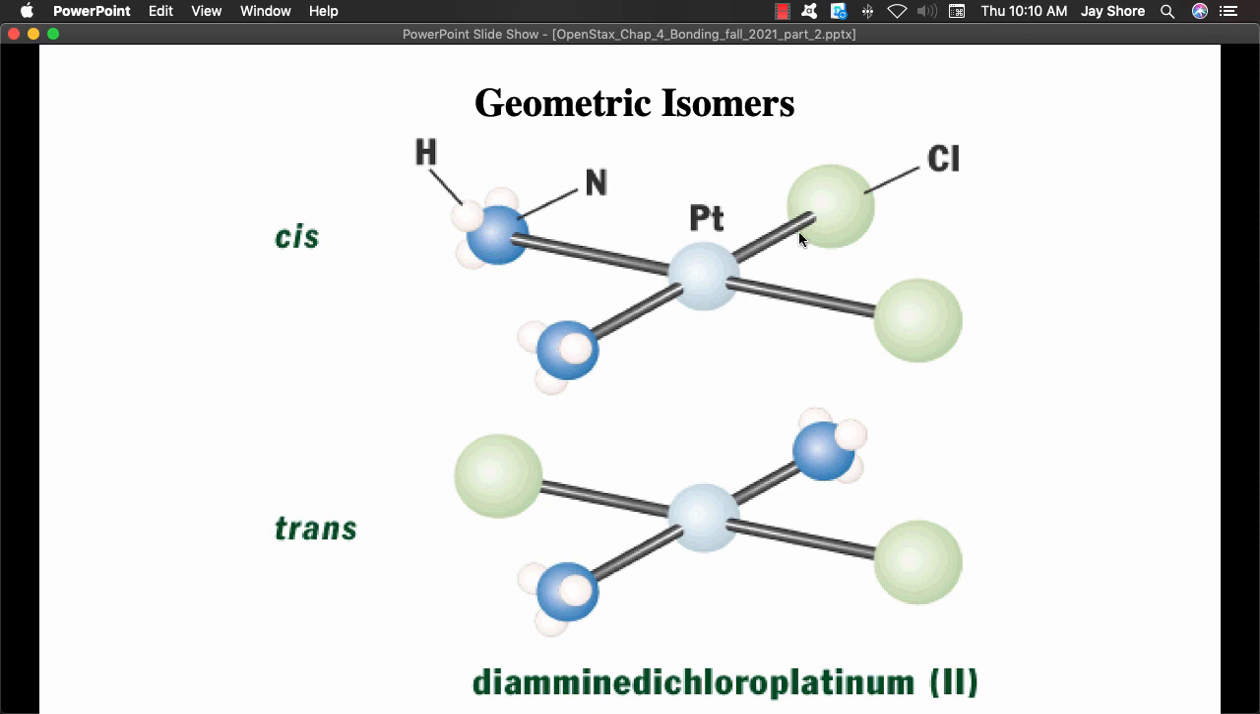And so this molecule has a square planar molecular shape. And it's really kind of interesting. The cisplatin is actually used as an anti-cancer drug. The transplatin does not have medicinal uses.